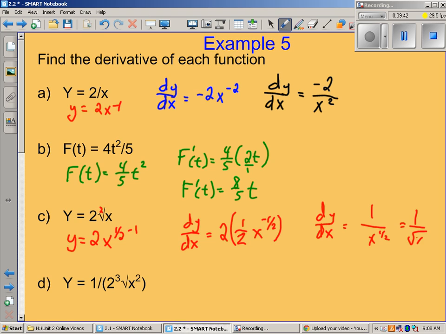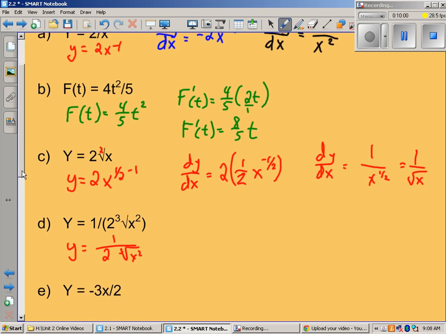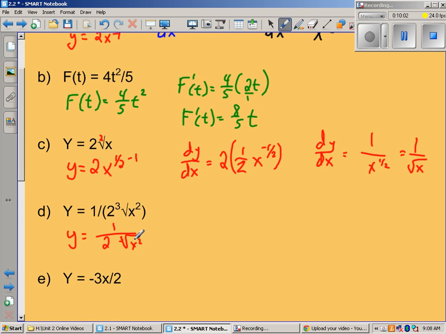And then this final one is a fraction already, so writing it as it is, it's 1 over 2 times the cube root of x squared. And I know that's a little bit tricky to see, but it's 2 times the cube root of x squared, and that's really what I was trying to get at. This 3 is supposed to be the index, not the power on 2.